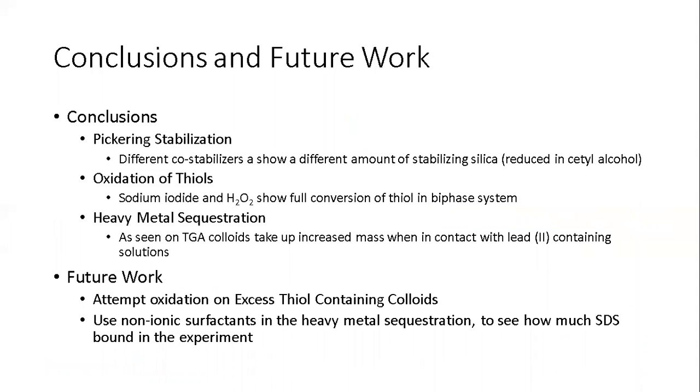So of course, for conclusions, for the Pickering stabilization, you can see that cetyl alcohol creates a much more stable dispersion. So we have a tighter distribution, all generally near one size. We still have some silica aggregates. For the oxidation, you can see that it's successful in a biphase system to use aqueous-based chemicals of sodium iodide and hydrogen peroxide. We got near full conversion.